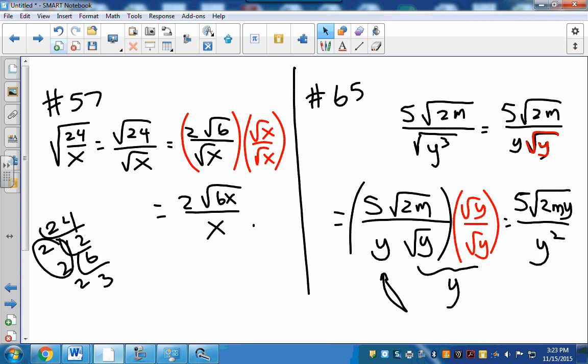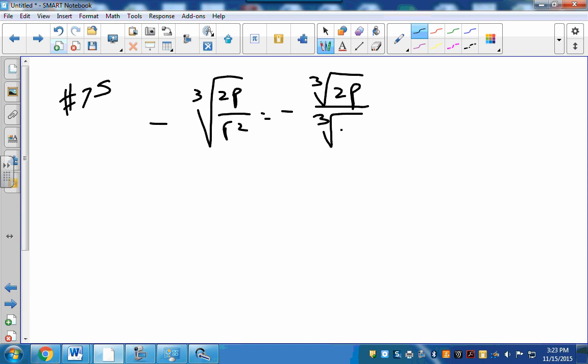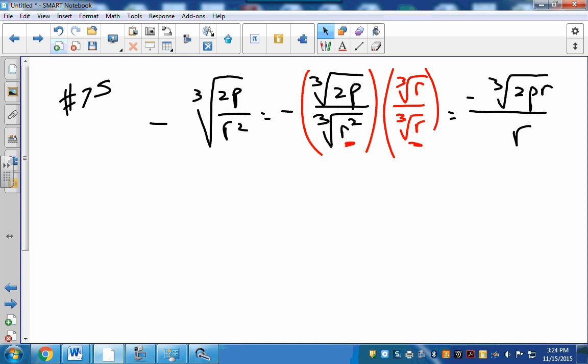Okay, back to the bottom of the page. We've done 71. Here's number 75. Minus the cube root of 2p over r squared. So minus cube root of 2p over the cube root of r squared. Remember, we need a triple because we're doing cube roots. So I'll multiply by the cube root of r, cube root of r. That will give us our triple down here, right? So final answer, minus cube root of 2pr. And on the bottom, cube root of r cubed is r, in my best pirate voice. Okay, number 81.